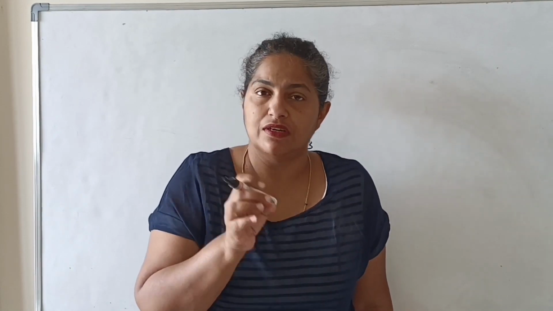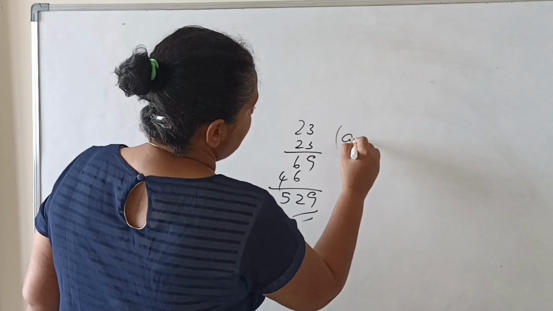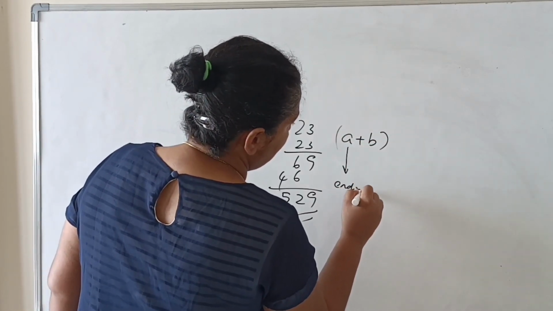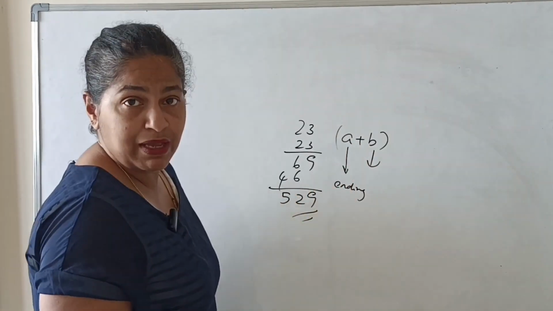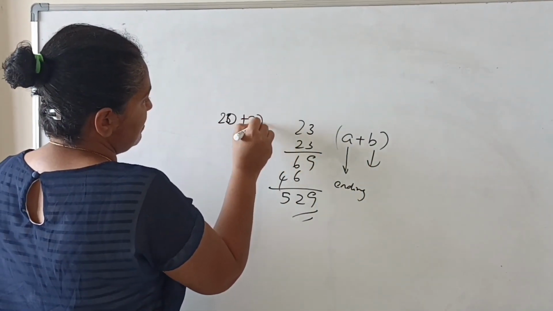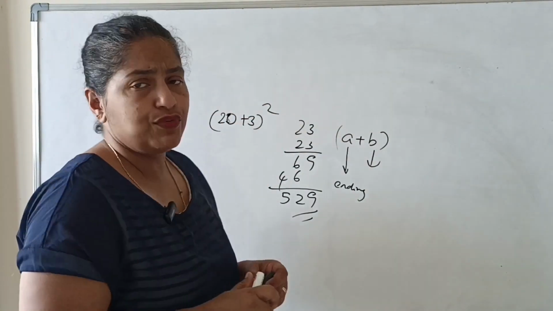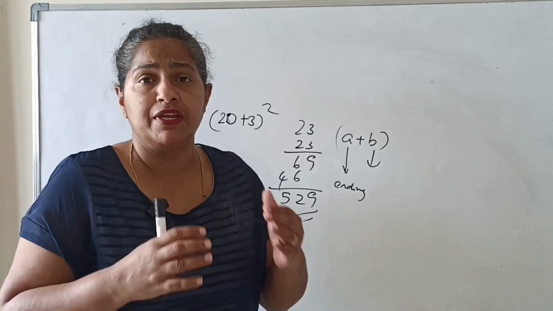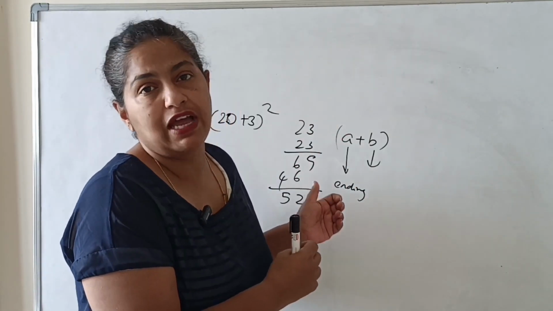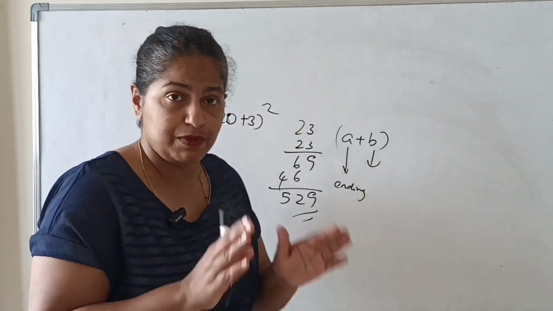So let us discuss a few methods. The first one is, whenever you have a number like this, you can represent it in the form of a plus b, where a is a number ending with a 0 and b is the remaining part of it. So 23 I can represent as (20 plus 3) the whole square. Now, in the case of 23, I would not say you need to separate it into 20 plus 3. I would expect my students to learn the value of 23 square. But above 30, you can definitely apply this particular method.